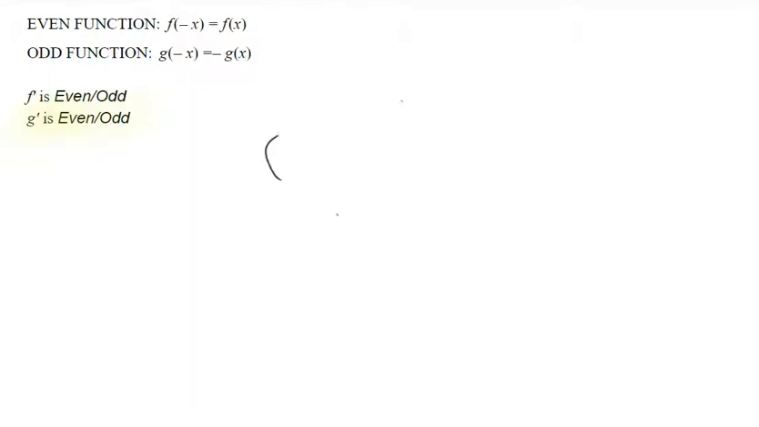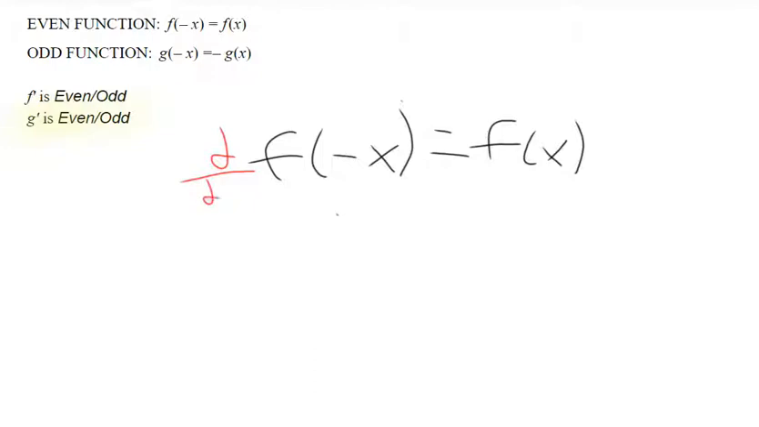So I'm going to copy this down. F of negative x equals positive f of x. This is our definition of the even function. And I'm going to take the derivative on both sides. So I'll do d dx and do d dx.